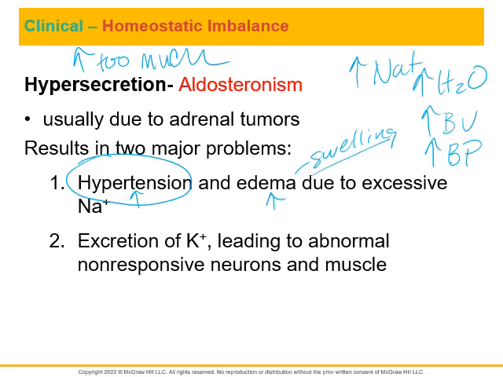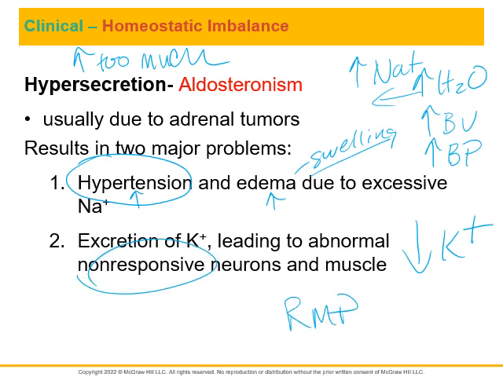We're also going to get swelling because we have increased water reabsorption, and some of that's going to get stuck in your interstitial fluid. So you're going to see some swelling. In this case, if you're always reabsorbing sodium, always reabsorbing water, you're also always going to be excreting potassium. And this is going to lend itself to having some sort of abnormal resting membrane potential, having non-responsive neurons and muscle action.